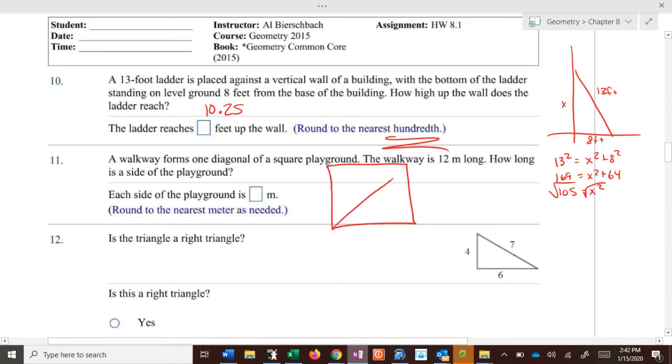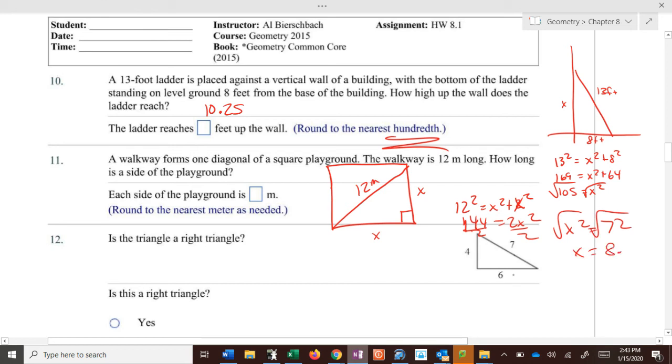Here's a square. There's a diagonal that goes across it. The diagonal is 12 meters long. How long's the side of the square? We don't know, because 6 plus 6 makes 12. There'd be no way that would work. So, both A and B are x. So 12 squared equals x squared plus x squared. So 144 equals 2x squared. What do you do to each side? Divide by 2. X squared equals 72. Take the square root.